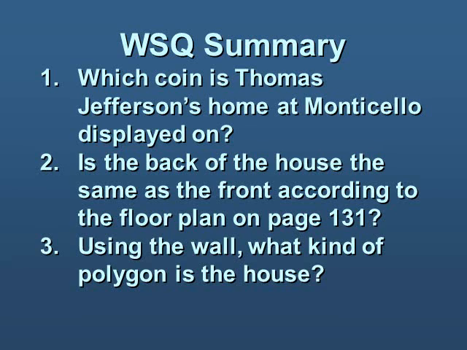But anyway, I want you to find the answers to these three questions. Which coin is Thomas Jefferson's home at Monticello displayed on? Number 2, is the back of the house the same as the front according to the floor plan on page 131? And number 3, using the walls, that should be plural, the walls on that diagram, what kind of polygon is the house? So in other words, how many sides does that house have? Not polyhedron. I don't want to know about its 3D shape. I just want to know about its 2D shape.